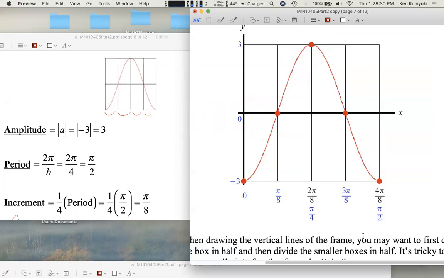By the way, if this is 0, then this here is the period. Bear in mind, if this is not 0, then this will not be the period. But since we're not translating yet, the period is here, pi over 2.